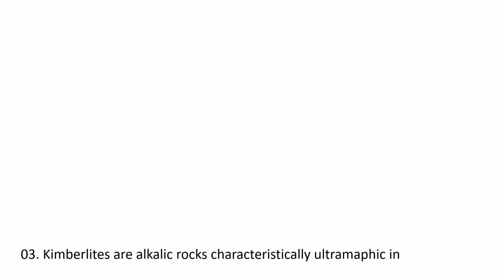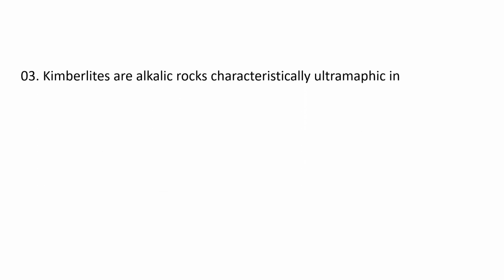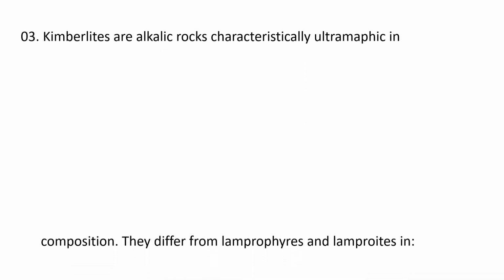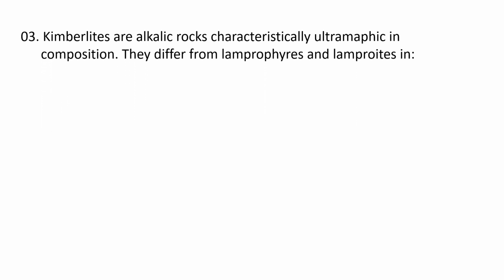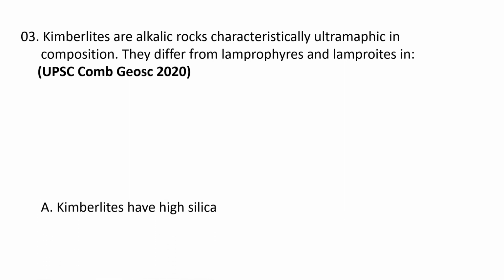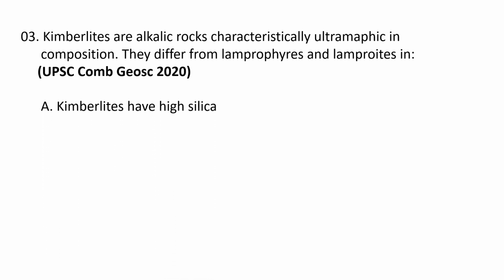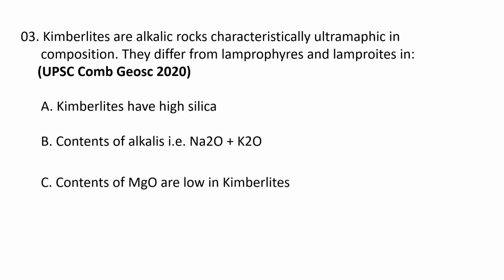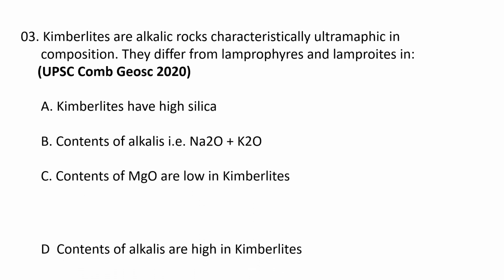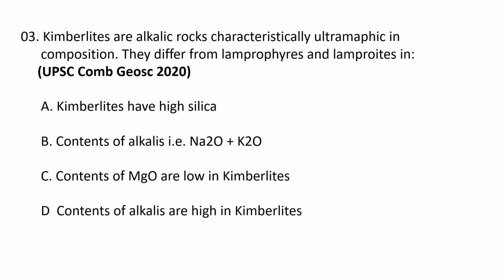Next question. Kimberlites are alkalic rocks, characteristically ultramafic in composition. They differ from lamprophyres and lamproites in. So how do the kimberlites differ from lamproites? The choices are: A. Kimberlites have high silica. B. The contents of alkalis, that is sodium oxide and potassium oxide. C. The contents of magnesium oxide are low in kimberlites. And D. The contents of alkalis are high in kimberlites.